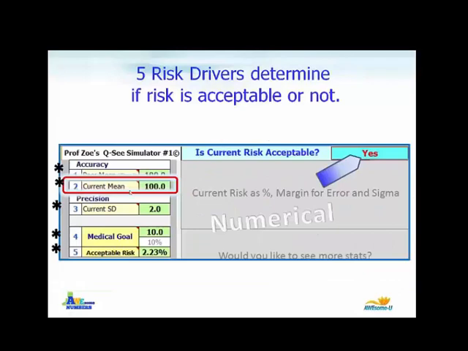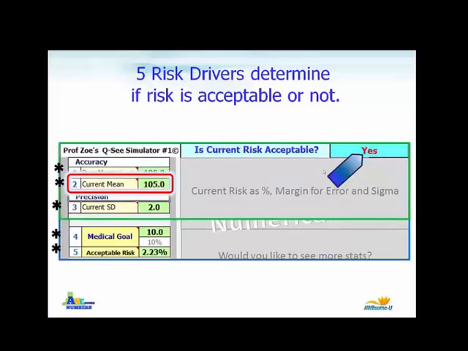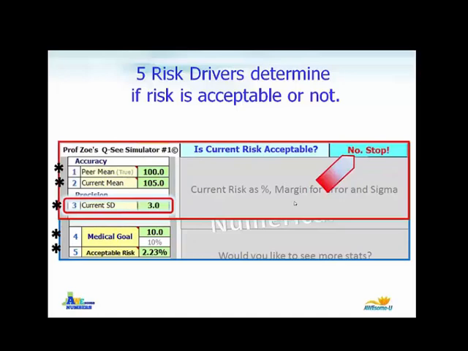We're going to start with a current mean value of 100. And at that point, the risk is acceptable. The medical goal is plus or minus 10. So obviously, if my current mean is 90, that's not acceptable. If the current mean is 105, however, that mean is acceptable. But if the current mean is 105 and the SD is 3, then it's not acceptable. That is all based on simple logical mathematics.